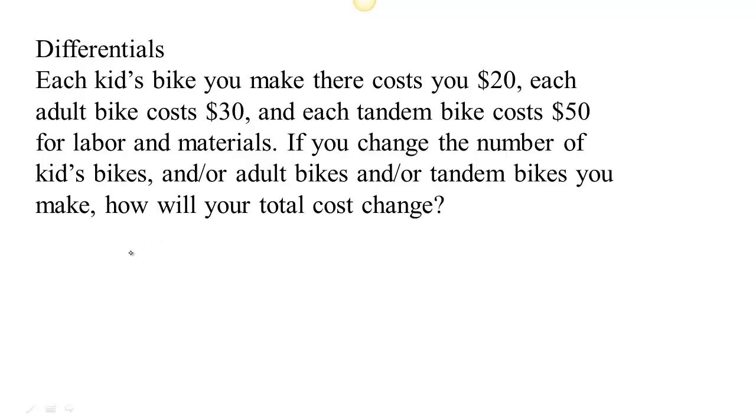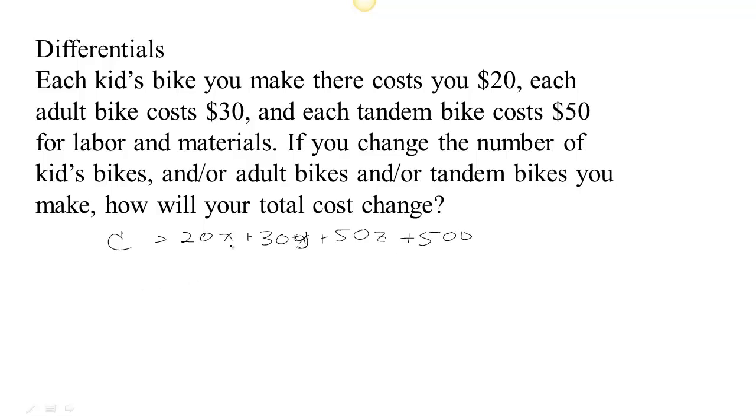So back in your bicycle factory, let's assume that you add another product line. So you're going to have your costs now. You're still going to be making kids bikes. They cost $20 each. You're still going to make adult bikes. They cost $30 each. But now you're going to add, I should put a Y there, tandem bikes that cost $50 each.